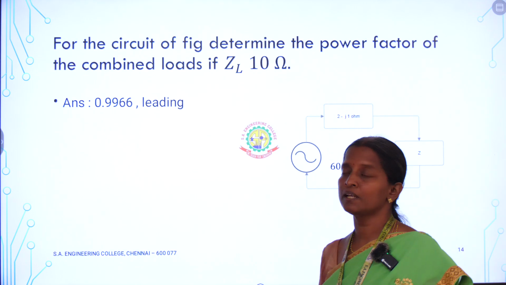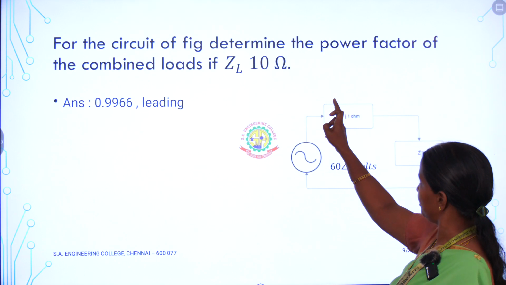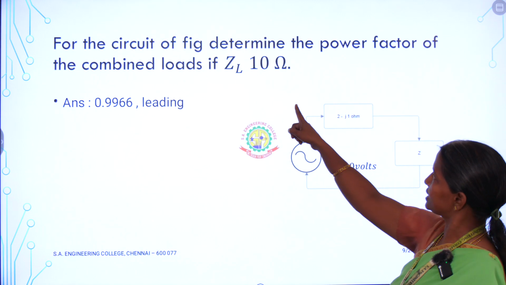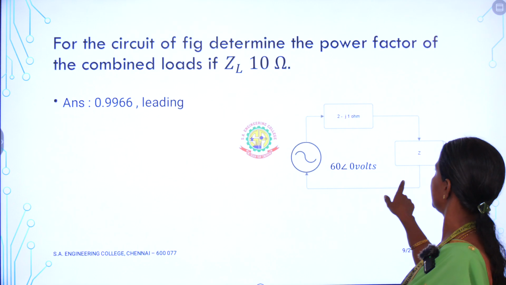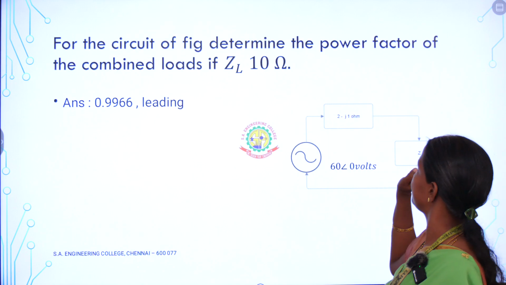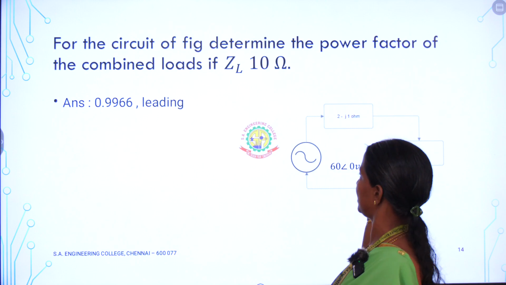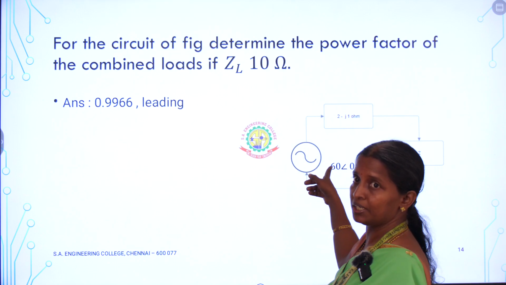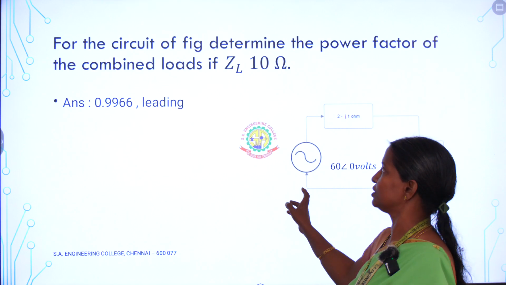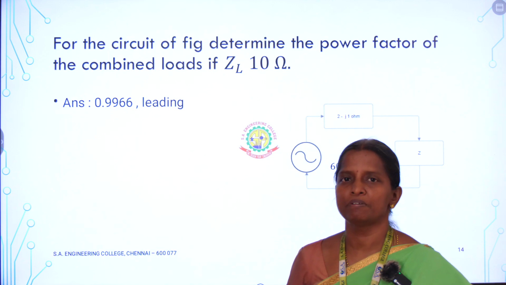Next question. The same question we have taken, but the difference is, for the circuit shown in the figure, determine the power factor of the combined loads. And the Z value is given as 10 ohms. Previously it was 1 plus j5, now it is 10 ohms. So they are asking for the power factor only. We know the power factor formula. Just take the Z value, find the current value, and since they gave the voltage value, find phi. And we can find cos phi from that equation. The power factor comes to around 0.9966, nearly unity power factor.